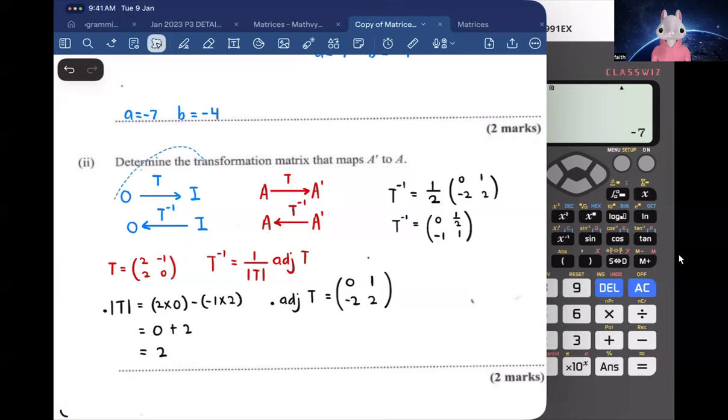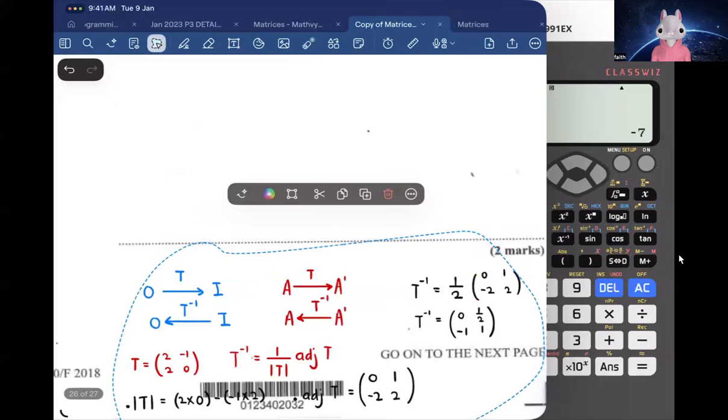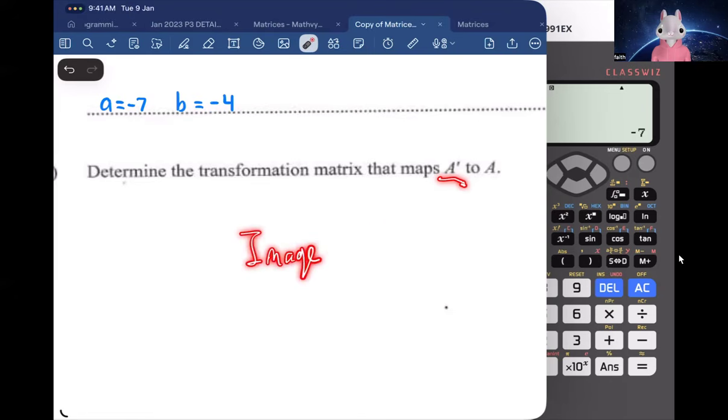All right. So if I remove all of this, they want me to determine the transformation that maps A prime to A. A prime is the what? Image of the object. Right. Anytime I see prime, that's the image. So image to the object.